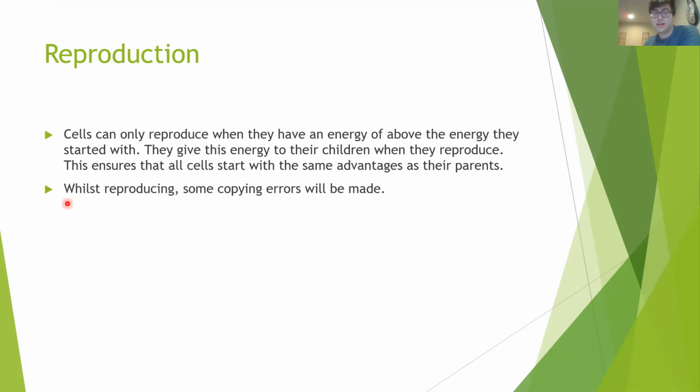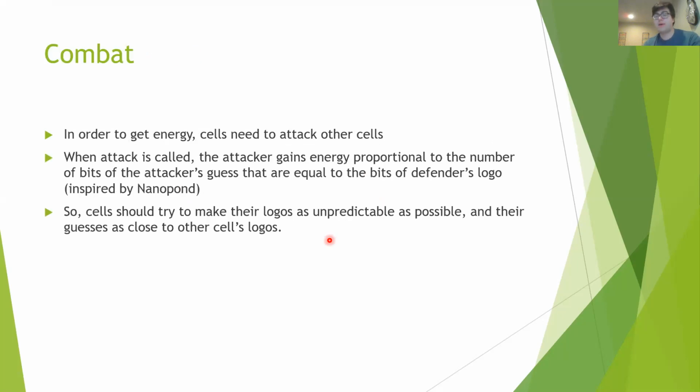And also, just like in evolution, some copying errors will be made. So that's how evolution works. That's pretty cool. Combat, all right. This is the last part of the system. So in order to get energy, because we need energy to reproduce, right? And that's the only evolutionary pressure in this system. They need to eat other cells.